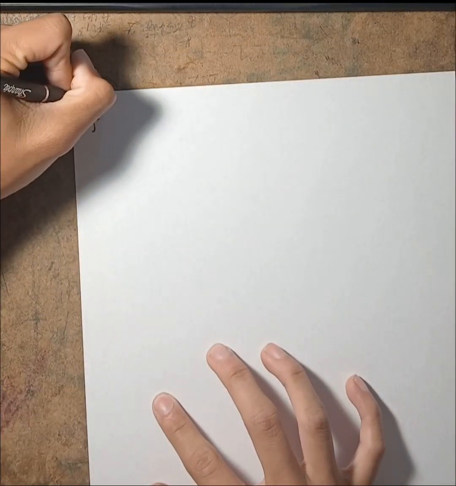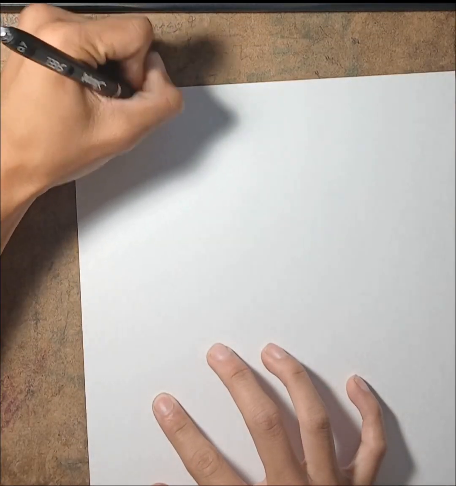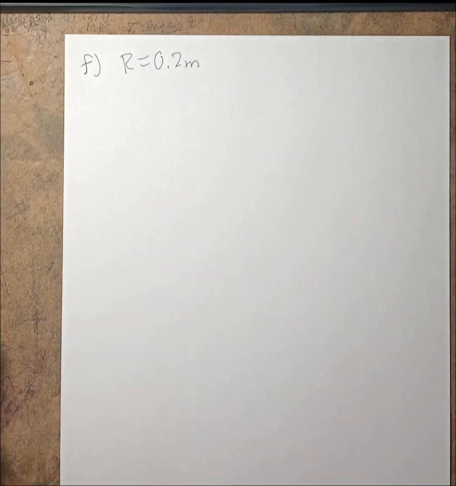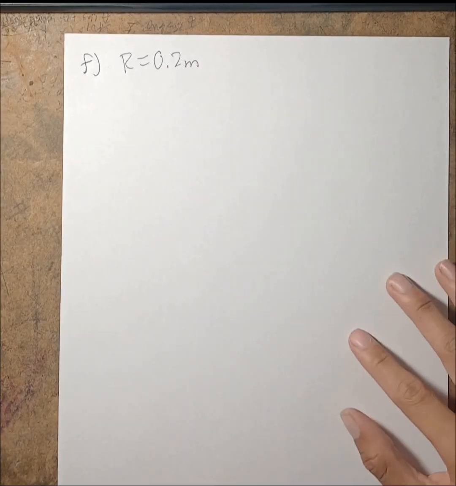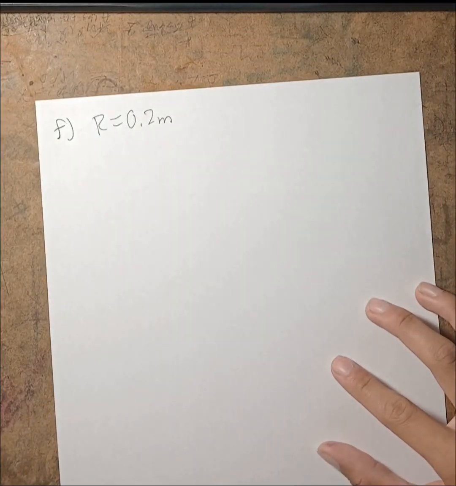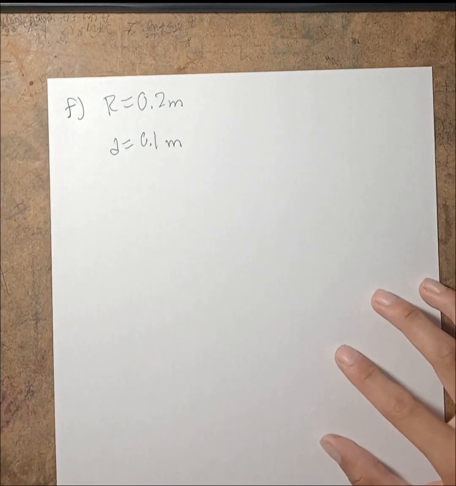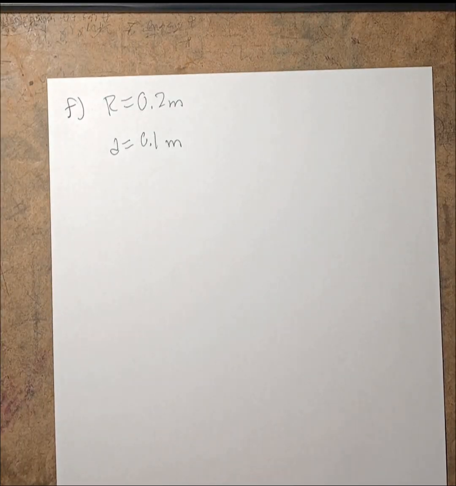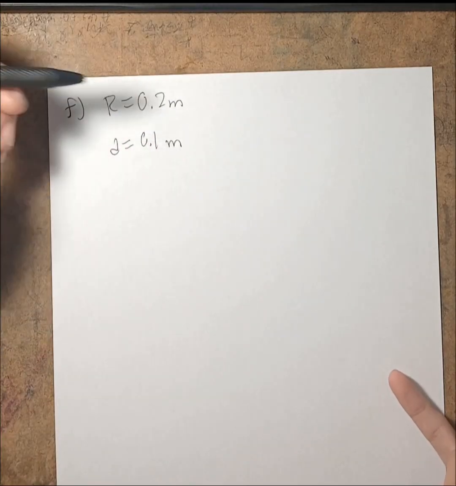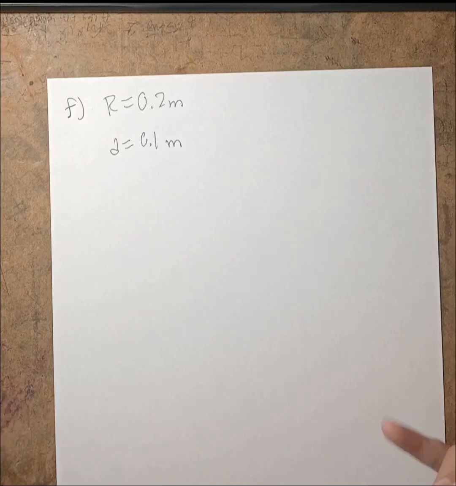Part F, what is omega in revs per minute if big R is 20 centimeters and the ball is halfway up from the bottom of the bowl? So D will equal 0.1 meters, because 20 centimeters, half of that is 10 centimeters, and then converted to meters.